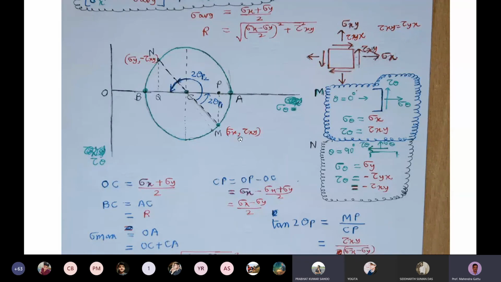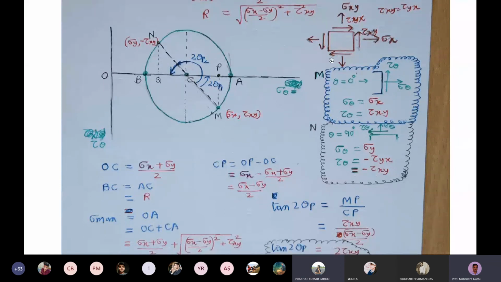So we are identifying the coordinates represented by these equalities. Similarly, for the vertical direction, we have the normal component sigma theta and the tau theta component like this. Tau theta component will be such that it will produce an anti-clockwise movement.